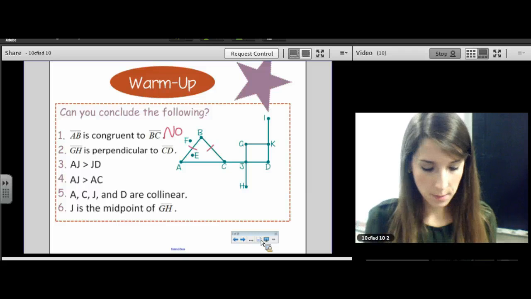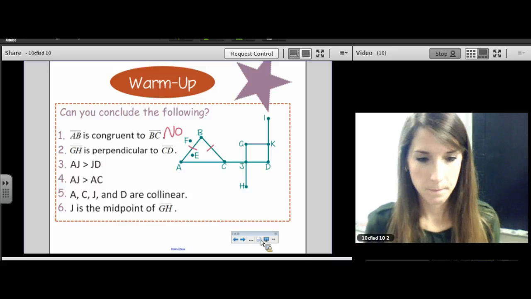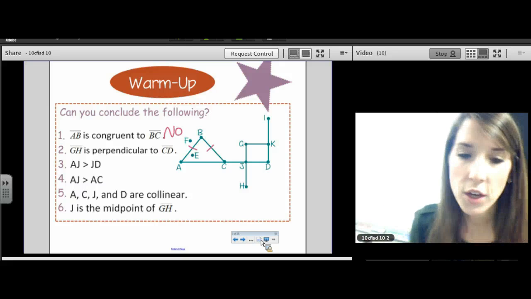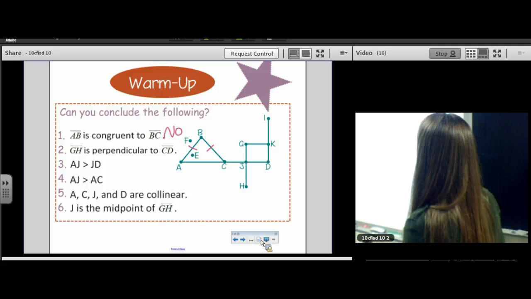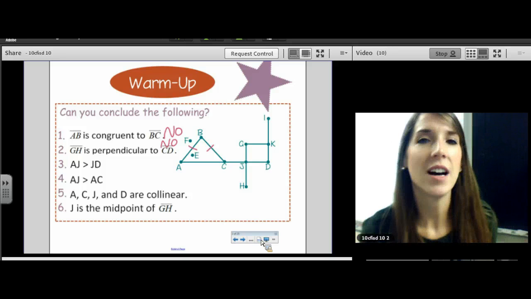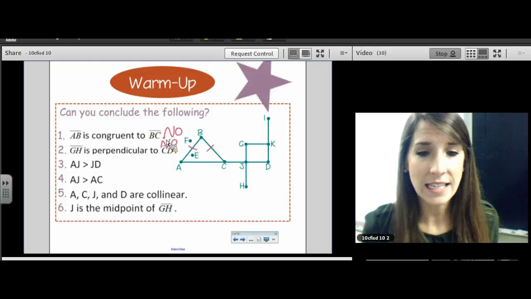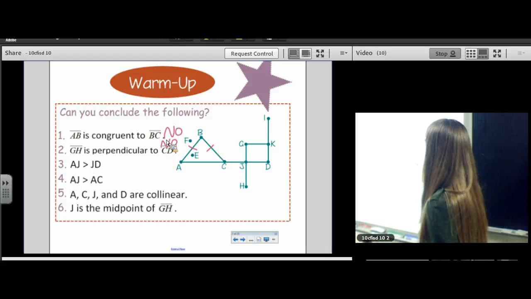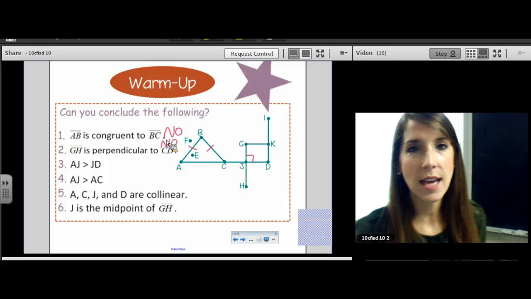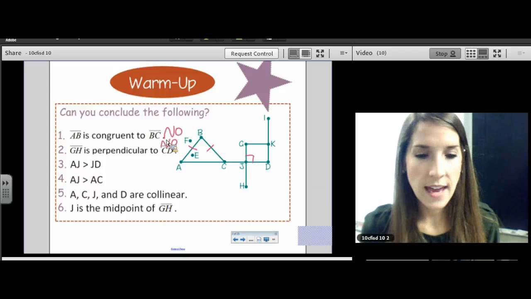All right, number 2. Quinn. Good. The fact that GH is perpendicular to CD, we also can't assume that, even though students love to assume that because they're like, that was drawn with a computer, it looks perfect, it's exactly 90 degrees. But if there's no box there, if there's no 90-degree indicator, then you cannot assume as much as you would love to.